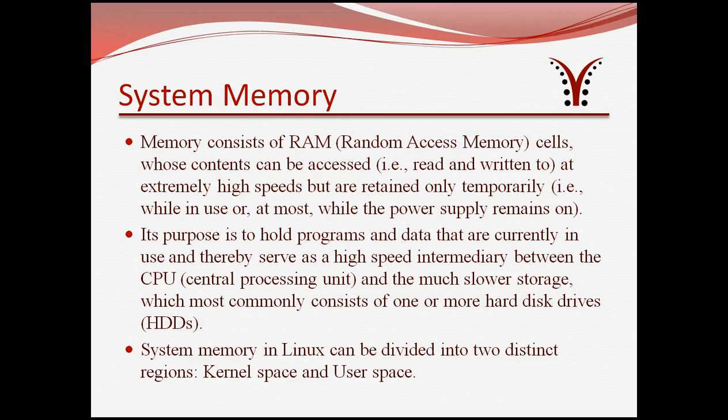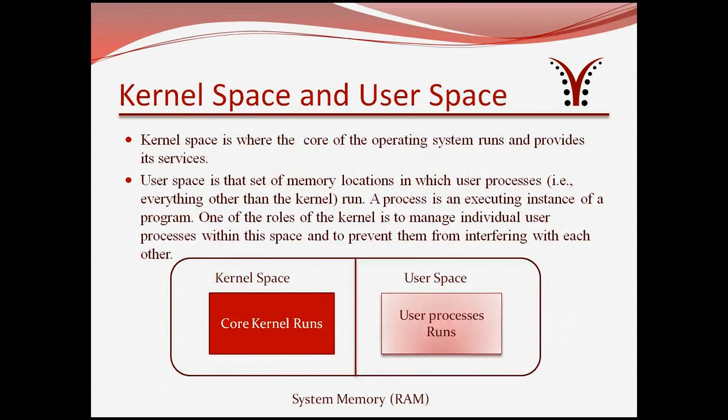Hope you understood how system memory, kernel space and user space are related. Now, let's move to our next topic, kernel space and user space. From the figure, consider the big block as system memory. The left partition is the kernel space where the operating system runs and provides services. The right partition is the user space where user processes run.